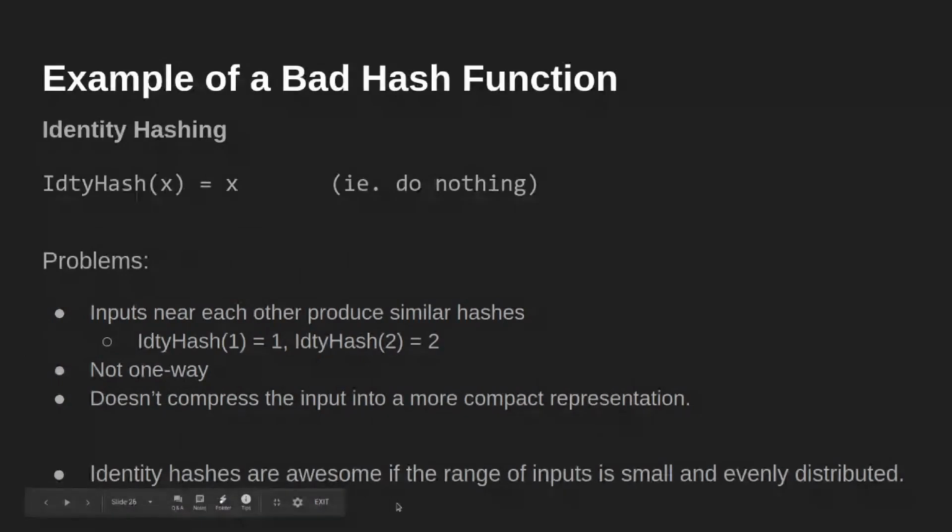But identity hashes are pretty awesome if the range of inputs is small and evenly distributed. And the thing is, there's actually no such thing as a really, really bad hash function that you would never use, unless it just doesn't work. It's a case by case basis, where for some situations different hash functions are the best. And identity hashing is not very good for cryptography because it's obvious from the output what the input is.